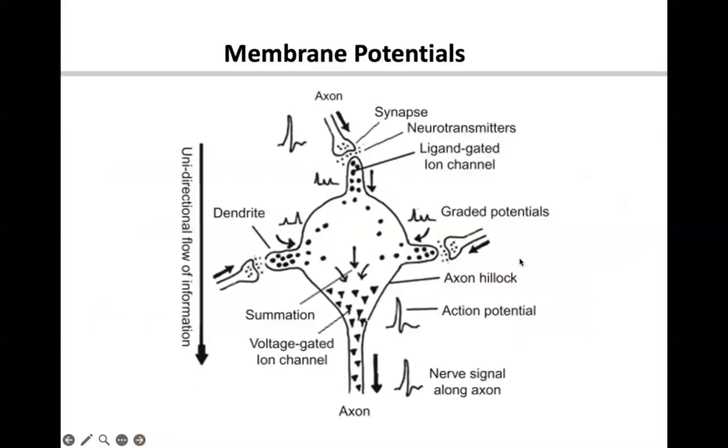So again, this slide, we are talking about the ligand gated channels, which are opening up channels, which is causing graded potential. Now, summing up these graded potentials near the axon hillock can cause action potential. There are tons of voltage gated channels in the axon hillock, which is the reason this is known as the trigger zone.